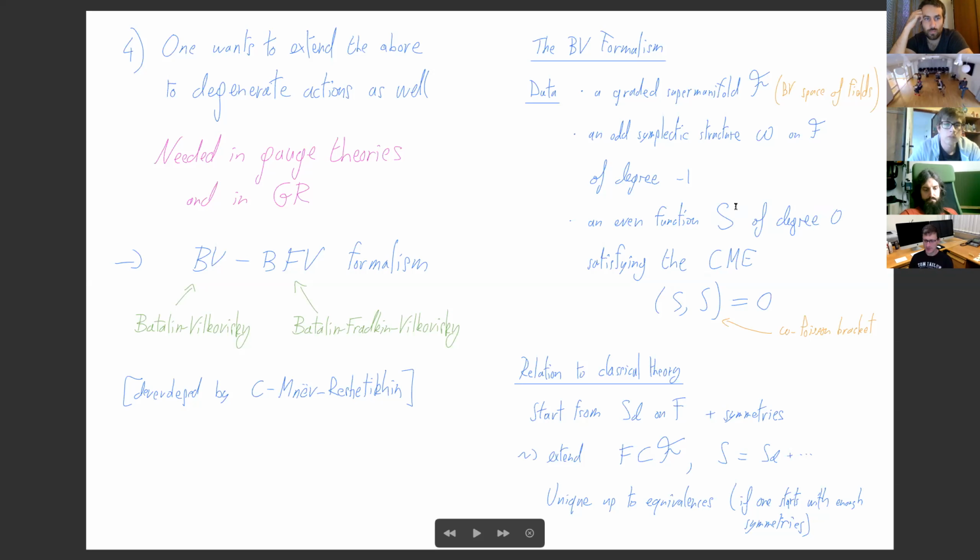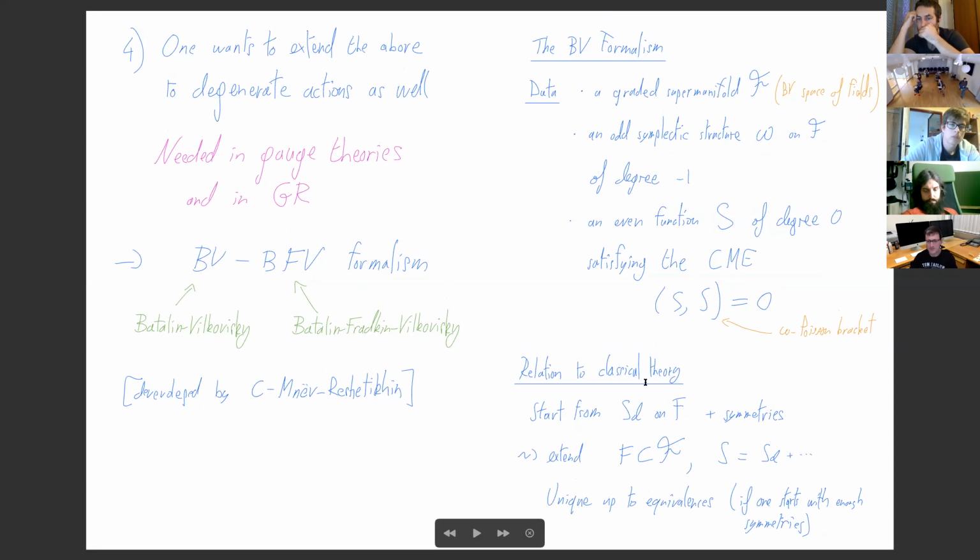Okay, and this even function of degree 0 is an extension of the classical action. So in particular, it's a classical action, which is of course of degree 0 because it depends on the physical fields that have degree 0, plus some additional terms. Okay, and these additional terms are added in such a way that the new action becomes non-degenerate when you do the gauge fixing, and moreover that it satisfies this equation.